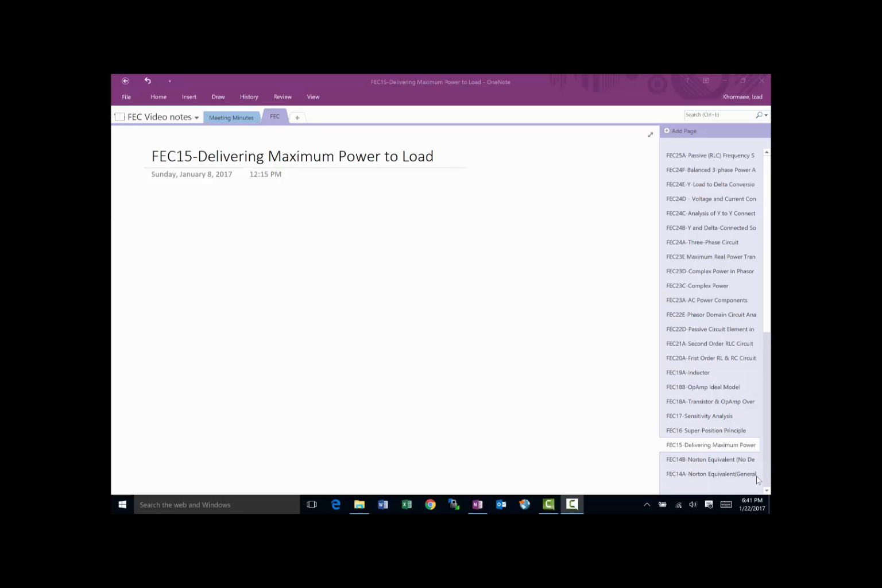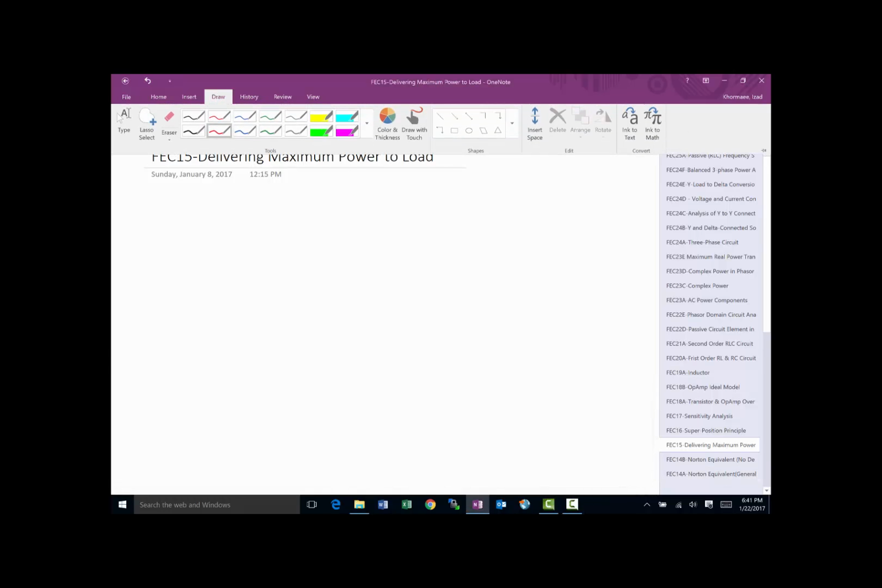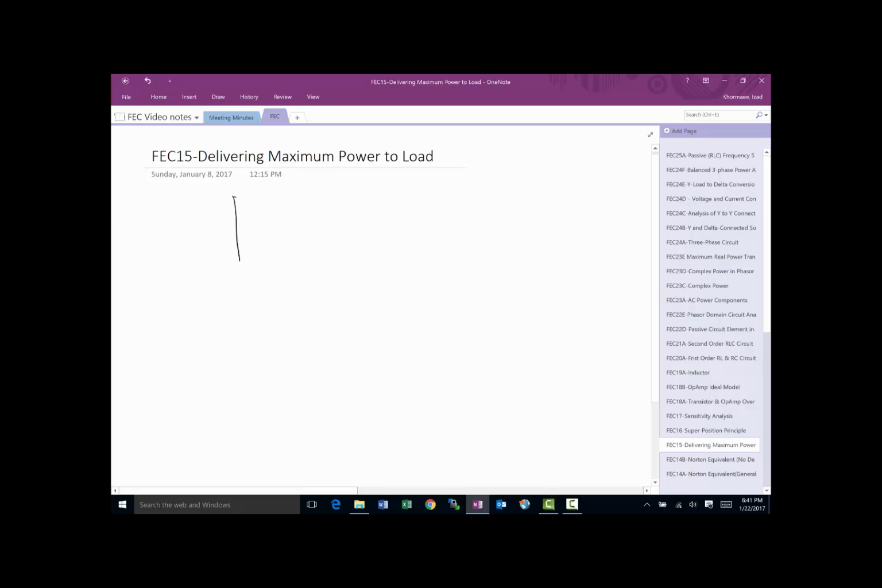This video will talk about how to deliver maximum power to a load. Typically, you will have a circuit of some variable number of sources and resistors, and we'll have two ports coming out, A and B. And the question would be, what is the value of RL that is able to allow maximum transfer of power from this device to it?